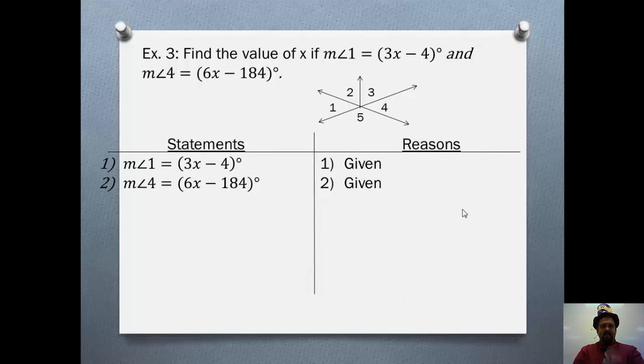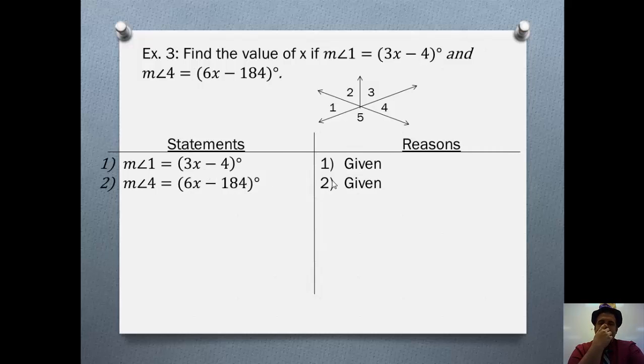Wow. Alright, the last example is section 7, Example 3. It wants us to find the value of x if measure of angle 1 is 3x minus 4 degrees and measure of angle 4 is 6x minus 184 degrees. And they give us this diagram here to refer to. Well, right away, I just copied down what they told me, the measures of each of the angles given.